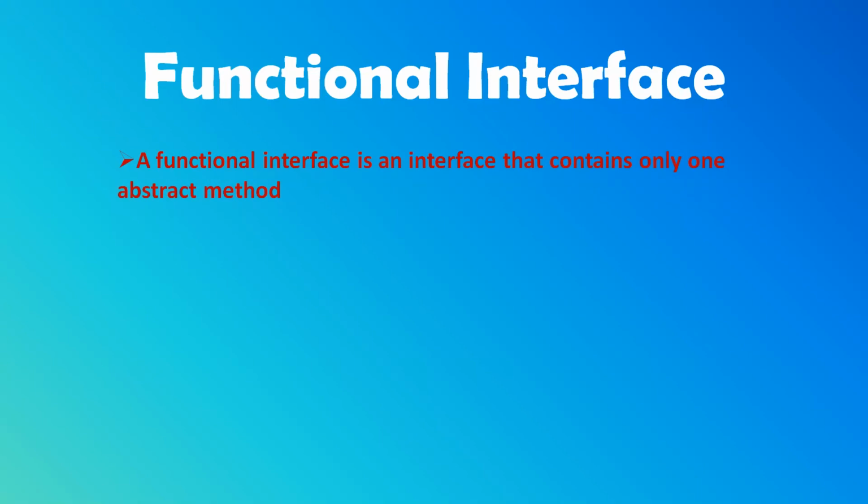Basically, a functional interface is a plain interface which contains only one abstract method. Whatever interface you have, if it has only one abstract method, that can be called a functional interface. And next one, as I said, they can have only one functionality to exhibit.